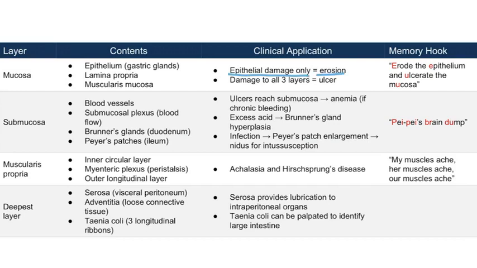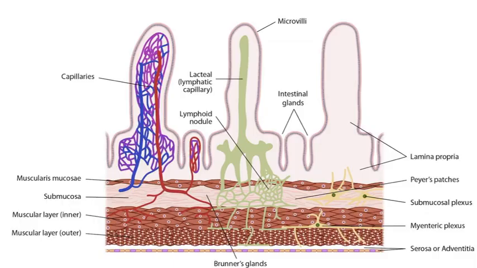However, if there is damage to all three layers of the mucosa, epithelium, lamina propria, muscularis mucosa, then this is considered an ulcer. If you think of peptic ulcer disease, the name itself tells you that all three layers have been damaged. Depicting this visually, an erosion only damages this layer, while an ulcer damages the entire mucosa, so all of this.